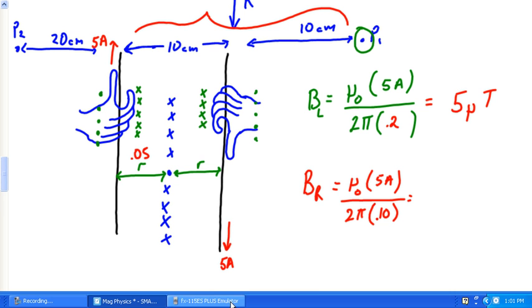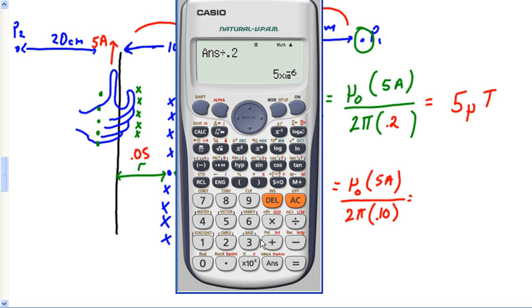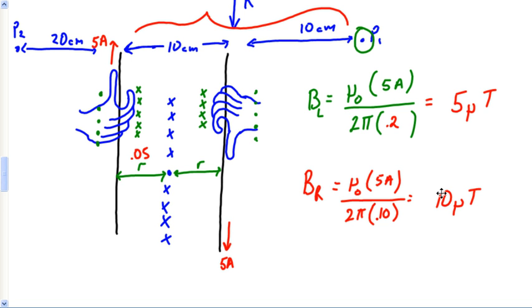And let's see what the other guy is. He would also be 2 times 10 to the negative 7 times 5, which is the same as last time, divided by this time 0.1, and this guy's 10 microteslas. And you should be trying to figure out, how come the field is so much stronger from the right? Well, it should be obvious that you've got an inverse relationship. Since this point is closer to the right wire, it is going to generate a stronger magnetic field.